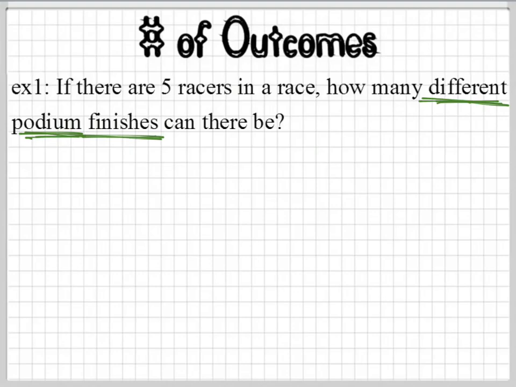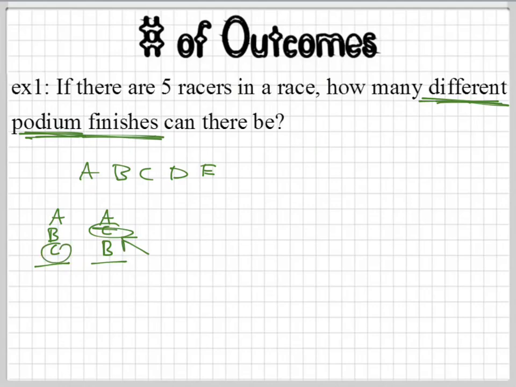Now, if you had 5 racers like A, B, C, D, and E, those are my 5 racers. And then I had A is first place, B is second, and C is third. Or I have A is first, and C is second, and B is third. My question to you guys, are these different? Yeah. They are different. Why are they different? Different order. Because C is much happier right here than C is happy right here, right? Because they're different. Second place is different than third place.